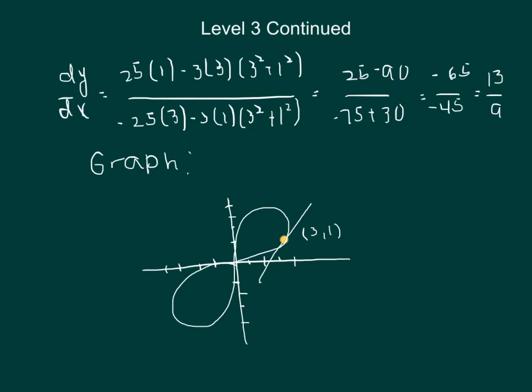You graph your points, so you get a graph that looks kind of like 8. You draw a line, you find 3, you find 1, there's your point. That is your answer. That is the end of my video.